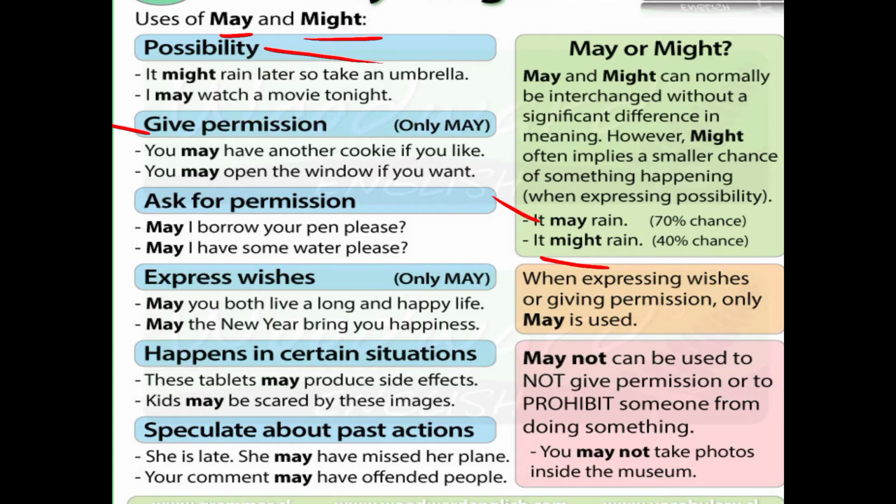So when you take permission, so only may is used here, right. So you use may generally, for example "May I come in" you generally use when you are in class, when you take permission.